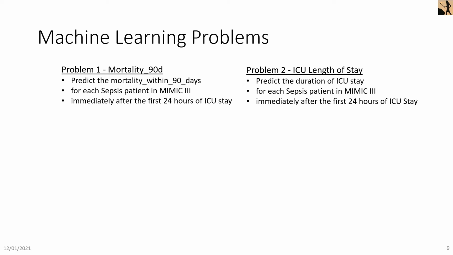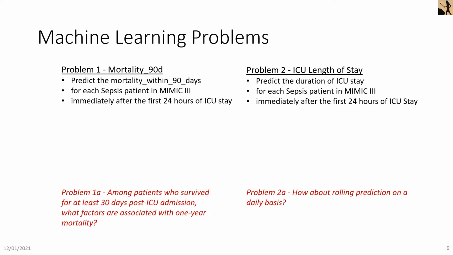But by that, we mean we have the measurements or whatever treatment done in the first 24 hours. So that's the only records that we can use, correct? So there's some variation of this problem, like problem 1 can be restated as: among the patients who survived for at least 30 days post the ICU admission, what factors are associated with 1 year mortality, right? That can be a useful problem to deal with.